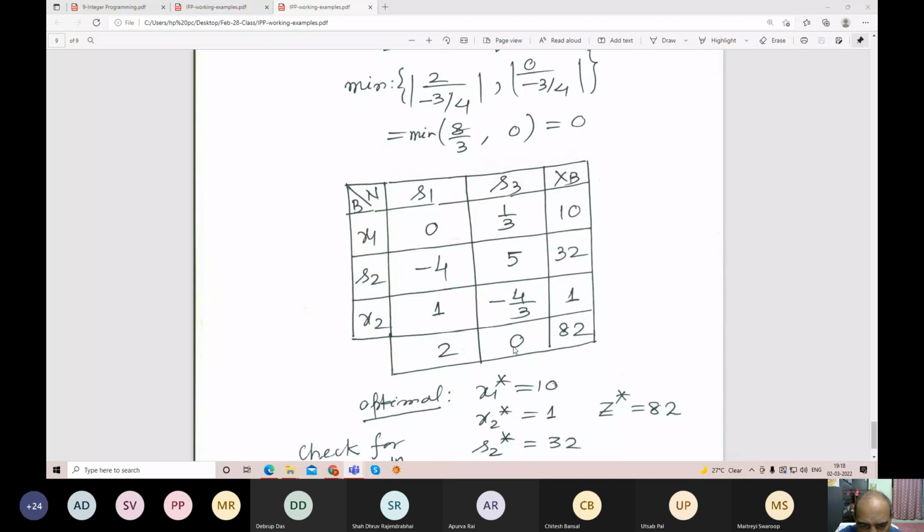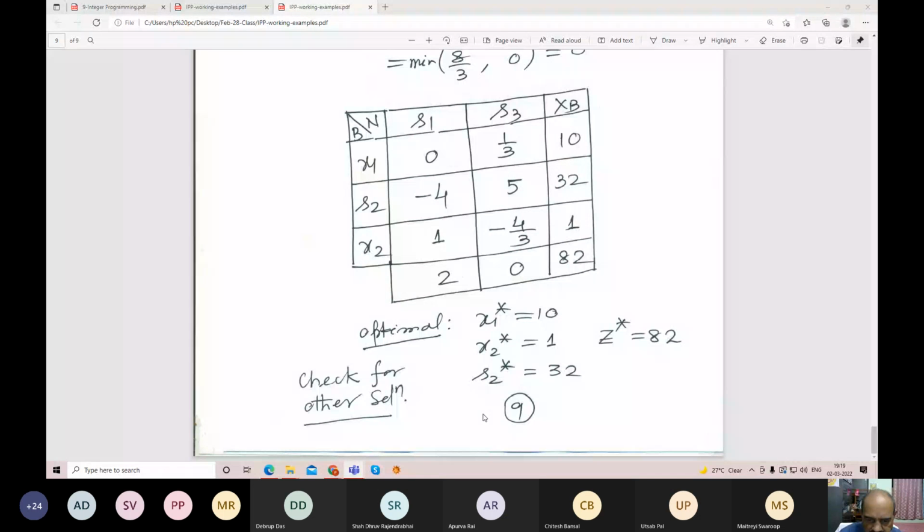Okay, so we have got here x1 equal to 10, x2 equal to 1, and z equal to 30. That is z squared equal to 82. So that is the optimal solution. So the cutting plane method is clear, or any difficulty?